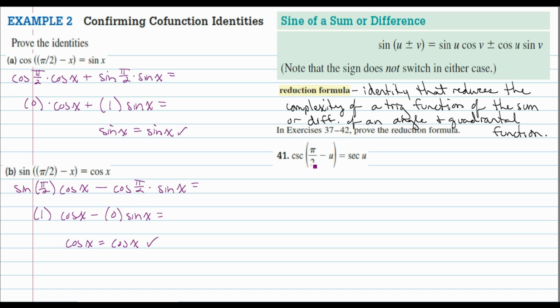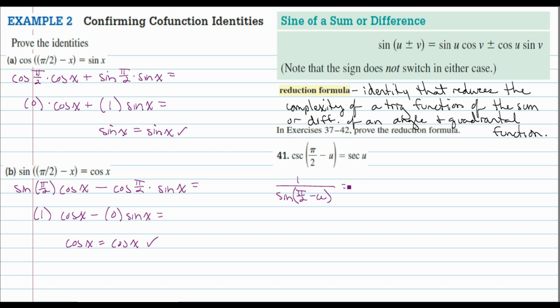So pi over 2, pi, 3 pi over 2, 2 pi, etc. All those angle values that land on an axis when in standard form on the unit circle. So I'm going to prove this reduction formula, or cofunction identity is what we have known them as before. Now, cosecant of pi over 2 minus u, I don't know the sum or difference of a cosecant, but I do know that cosecant is 1 over the sine of pi over 2 minus u.